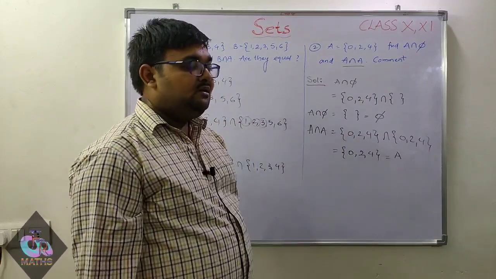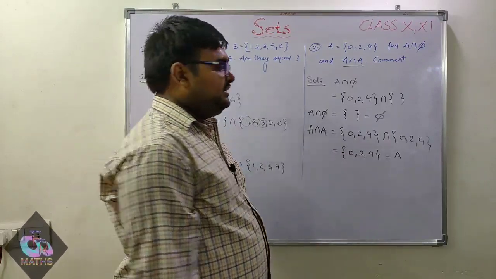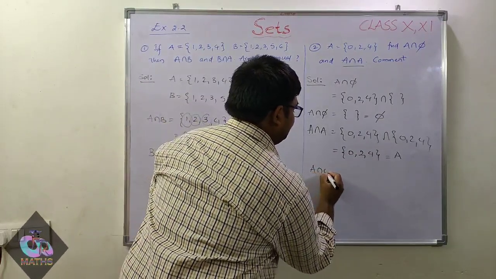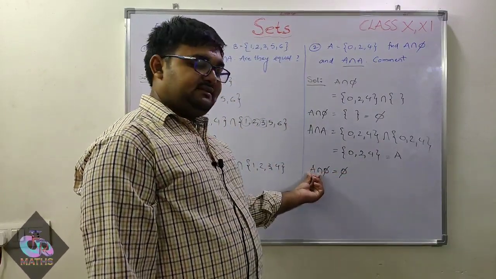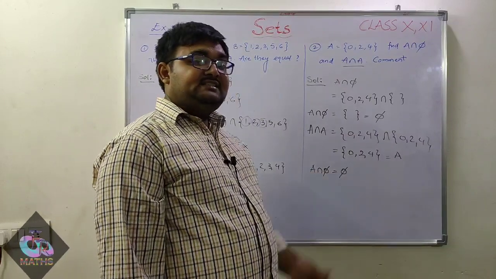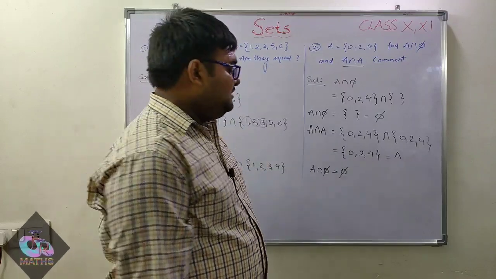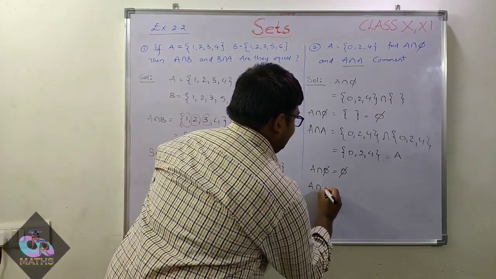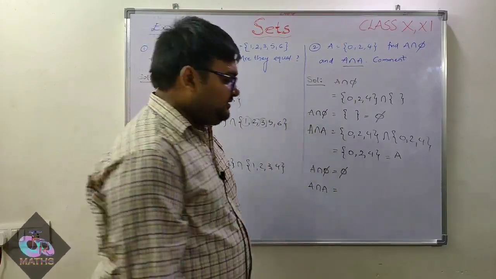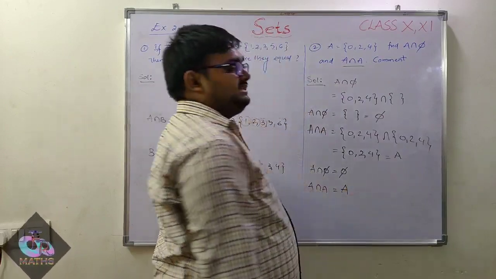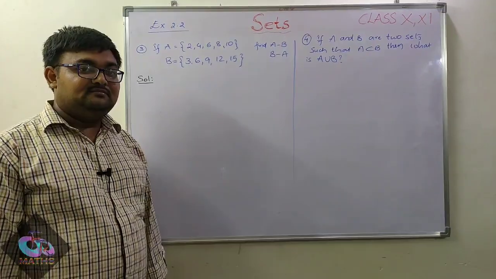So from this, he is asking for a comment. Comment means nothing but what you have observed. Clearly from the question we got A intersection φ is equal to φ. So when a set and a null set are taken, their intersection is always the null set. And the same way, whenever you take a set and take the intersection with the same set, again you are going to get the same set, right? So this is the answer.